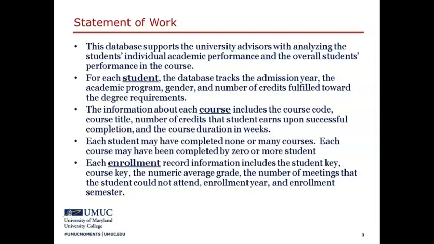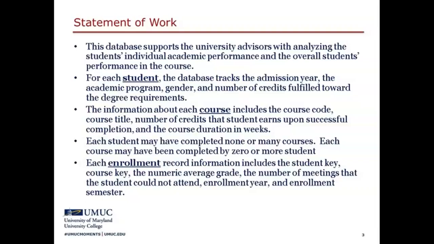And at the same time, I'm going to have a course, and I want to track the course code and the course title, and the number of credits that the student will earn upon successful completion of the course, and the course duration, right, in weeks. So now I keep on defining my business rules, and I can say that each student may have completed none or many courses. Each course may have been completed by 0 or more students, right? So this is my business rule.